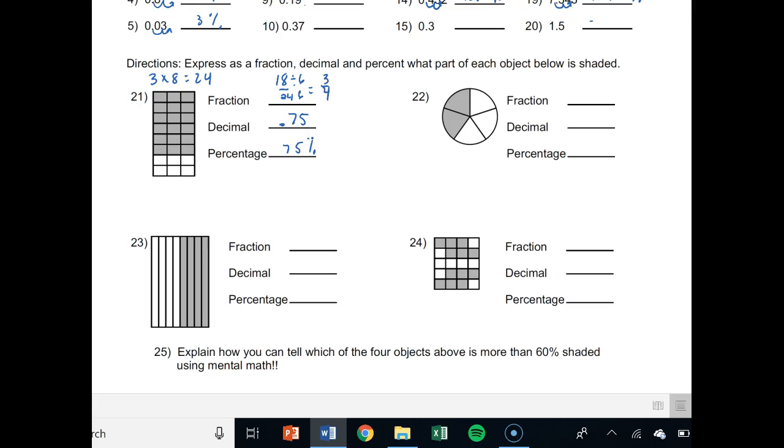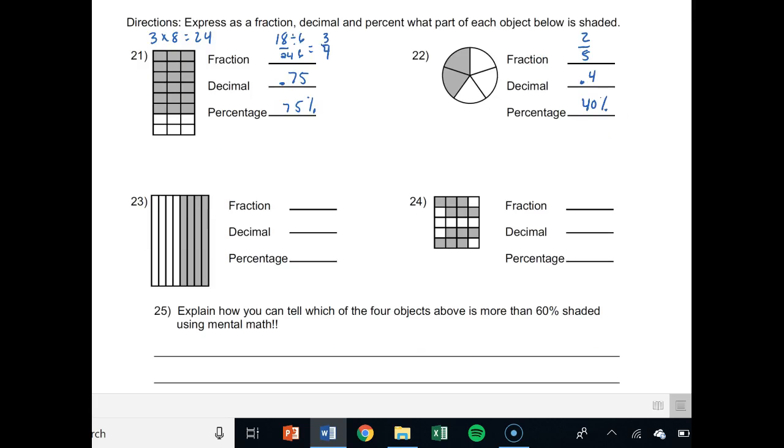All right. I'm going to do 22. So out of 1, 2, 3, 4, 5, the fraction is going to be out of 5. 2/5, that means 2 are shaded out of the 5. You can't simplify that. We know that is 0.4 and 40%.